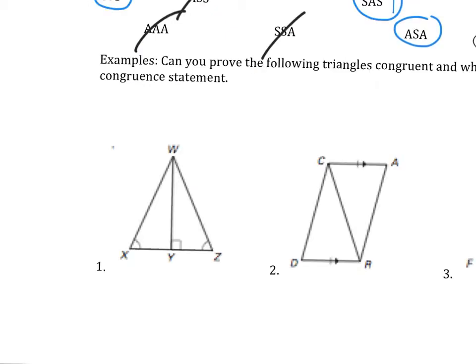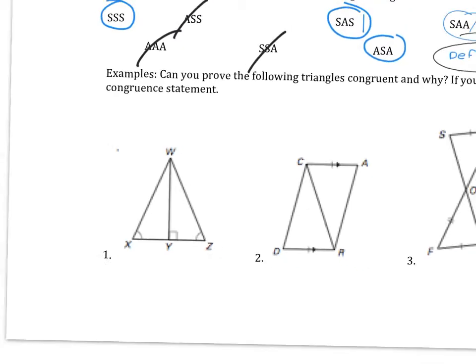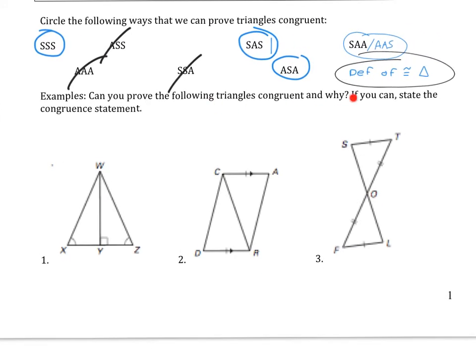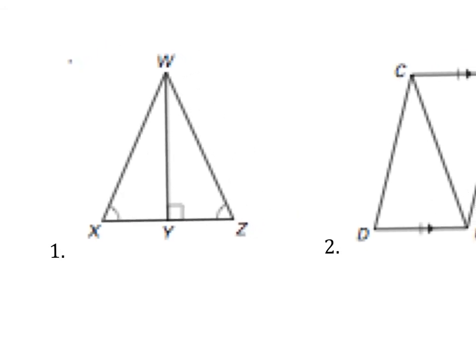So let's practice down here. Do we have enough information? And if so, what's the reason? And let's state the congruent statement. And remember, a congruent statement says triangle such and such is congruent to triangle such and such. So let's see here. What do we know? Pair of angles. And then, of course, these two angles are also.